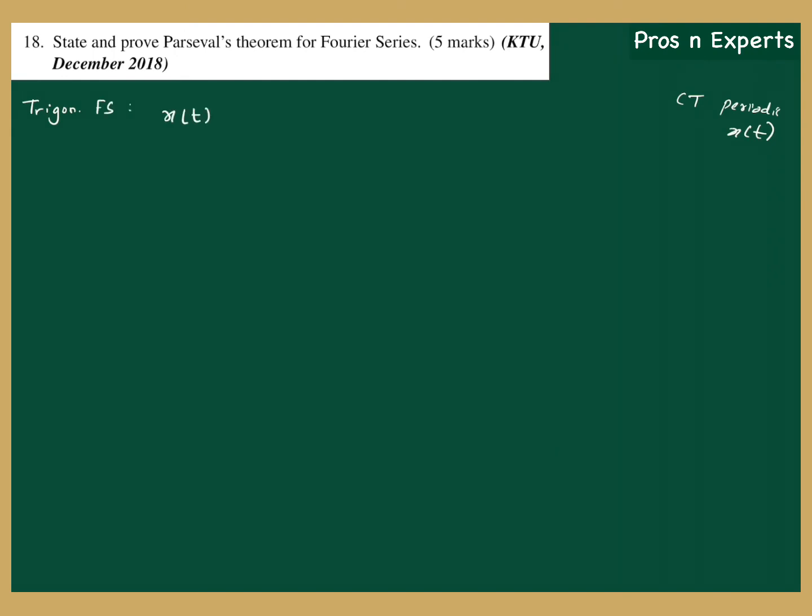x of t is equal to a0 plus sigma over n equal to 1 to infinity an cos n omega 0 t plus bn sin n omega 0 t. This is a trigonometric Fourier series representation of any continuous time periodic signal. Right. Next, what is the expression to find out power?